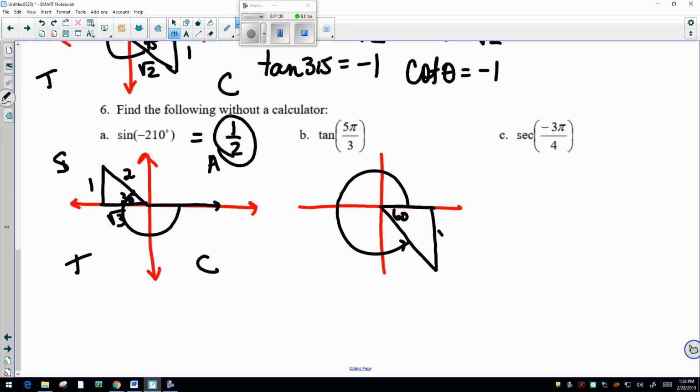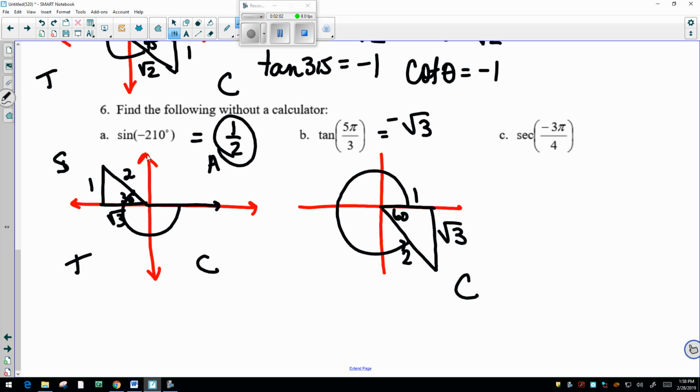Opposite the 60 is radical 3, the hypotenuse is 2, and our other side is 1. And if I'm looking for tangent, tangent is opposite over adjacent. So that's going to give me the square root of 3. But now again, keep in mind, all students take calculus. In our fourth quadrant, only cosine is positive, so that means our answer has to be negative.